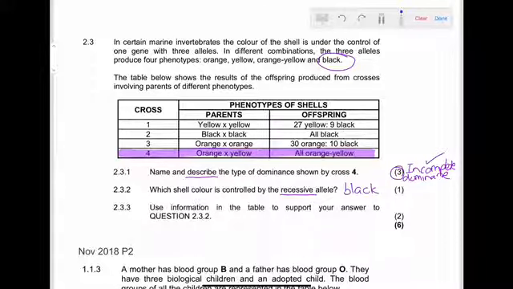And then it says, use information in the table to support your answer. Well, if we have a look at cross number 1, there we have yellow crossed with yellow, which produces some black offspring. And in cross 3, we have orange crossed with orange, which also produces some black offspring. Therefore, black is recessive to yellow, and black is recessive to orange.